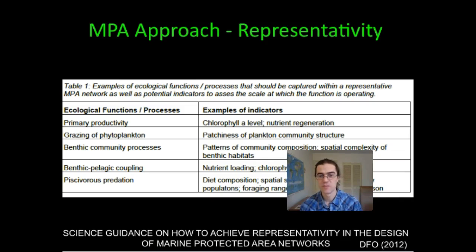Jump down a little bit here. Benthic community processes, patterns of community composition. I love how that just takes us back to some of our ecology courses. Spatial complexity of benthic habitats, getting quite geographic there as well. Benthic-pelagic coupling, indicators such as nutrient loading, chlorophyll level again. Correct me, of course, if I get the pronunciation wrong here, but piscivorous predation, diet composition, spatial scale of aggregation of prey populations, foraging range of predators within a season. Super neat things to get to read about: how or what these biologists and ecologists and policymakers clue in on for designing and assessing and planning these conservation areas, marine protected areas.